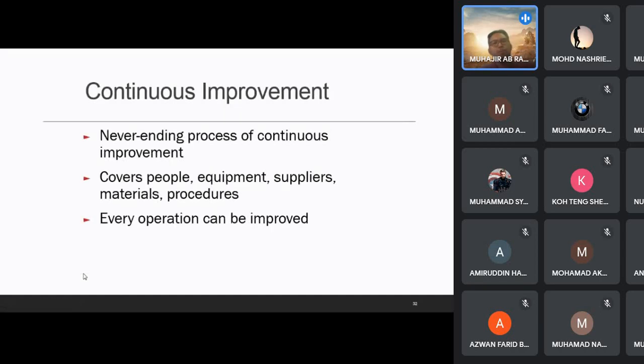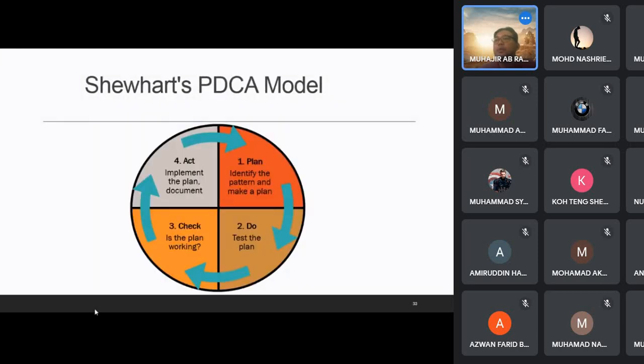All right, and then when we talk about the quality system, we also need to understand continuous improvement. All those TQM, ISO, Six Sigma have the element of continuous improvement. Okay? So it's a never-ending process. If you go to any industry, you need to improve the quality. Never. So this is a never-ending process. This is the example, the PDCA model. So first you need to plan and do and check and act. So it's just a continuous process so that you can improve.